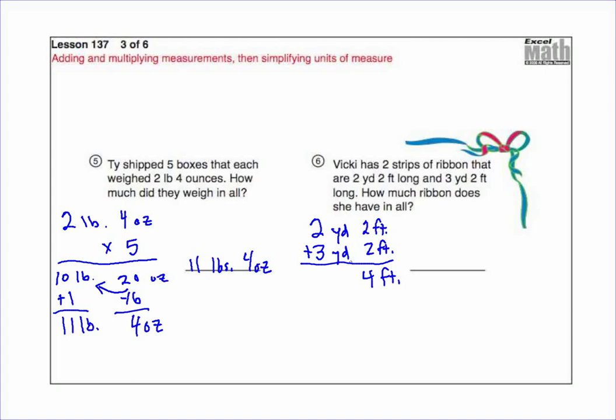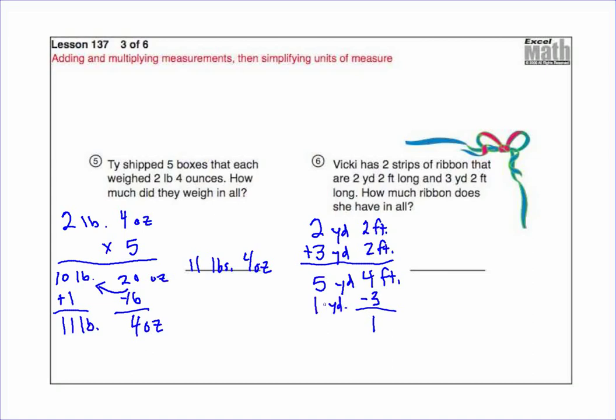Remember, keep it together. We want to separate the yards from the feet. We don't want to be mixing those. 5 yards, 4 feet. Well, how many feet are there in a yard? There are 3 feet in a yard, so we're going to take 3 out of the feet, which is going to leave us with 1 foot, and that 3 feet is equal to 1 yard.